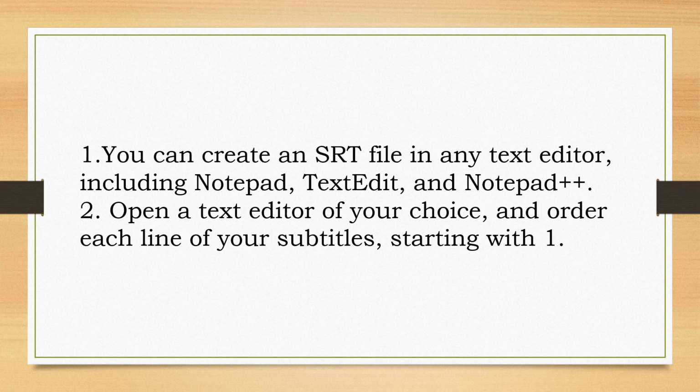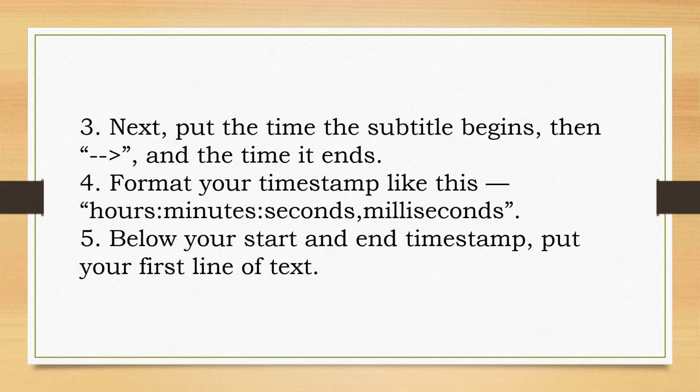1. You can create an SRT file in any text editor, including Notepad and TextEdit. 2. Open a text editor of your choice, and number each line of your subtitles, starting with 1. 3. Next, put the time the subtitle begins, then an arrow, then the time it ends. 4. Format your timestamp like this: hours, minutes, seconds, milliseconds. 5. Below your start and end timestamp, put your first line of text.